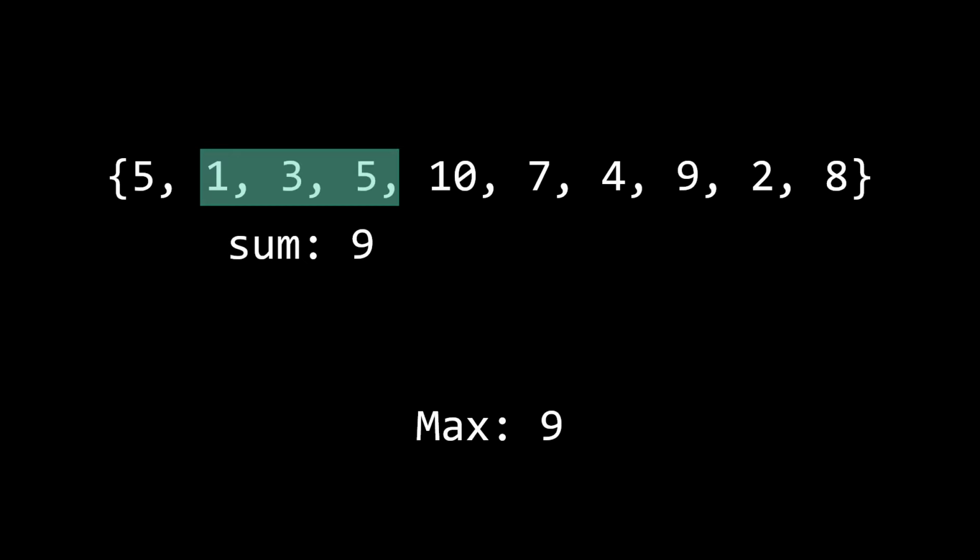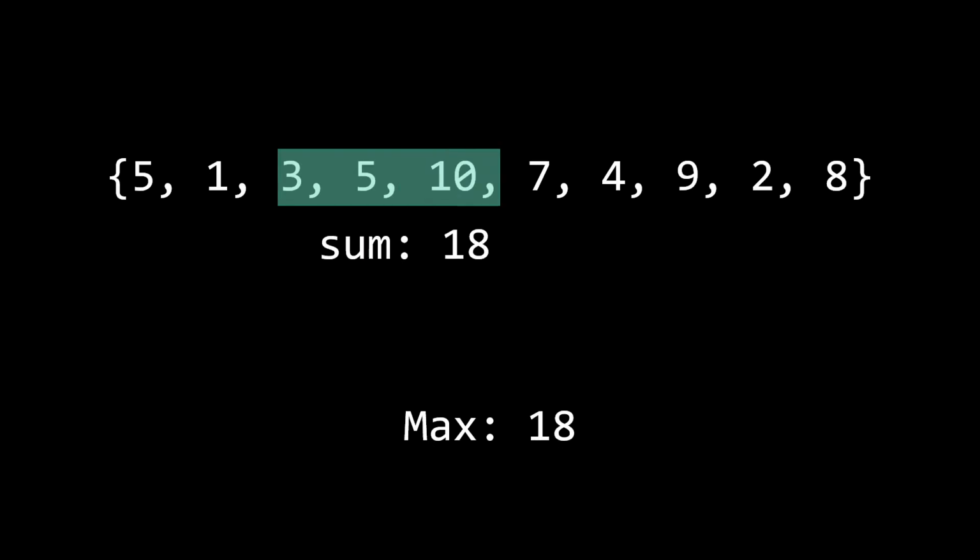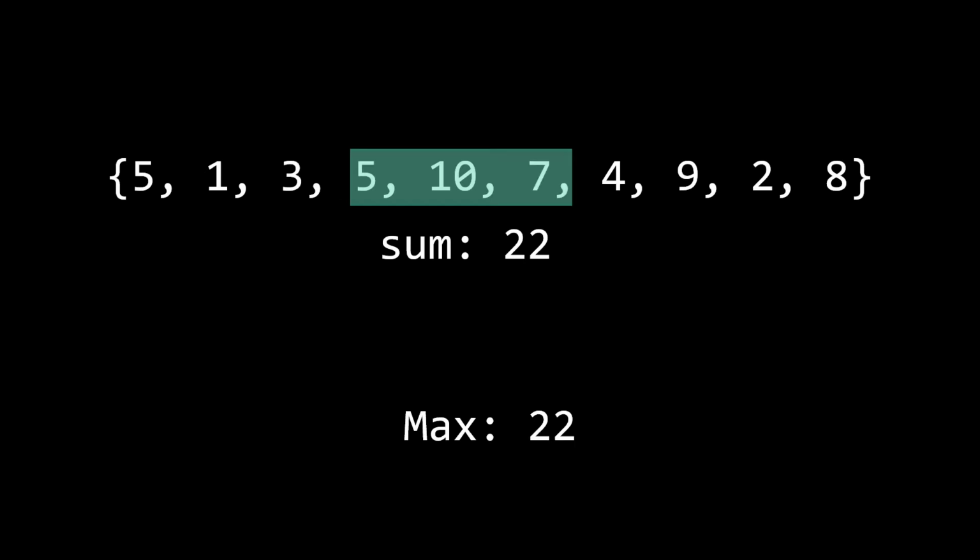Then we're going to move the window over to the right by one more, add the 10, subtract the 1. And we get 18. So now our maximum changes from 9 to 18. Move our window once more. So add the 7, subtract the 3, and then we're going to get a maximum of 22 now.